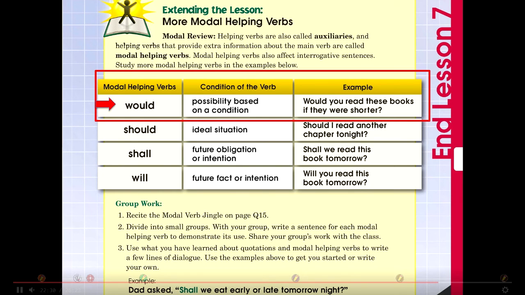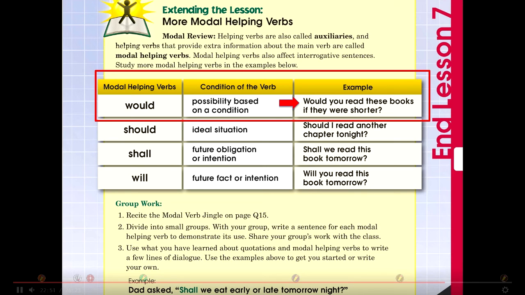The modal helping verb is would. The condition of the verb, possibility based on a condition. Now what does this mean? I think the example can help us out. Would you read these books if they were shorter?